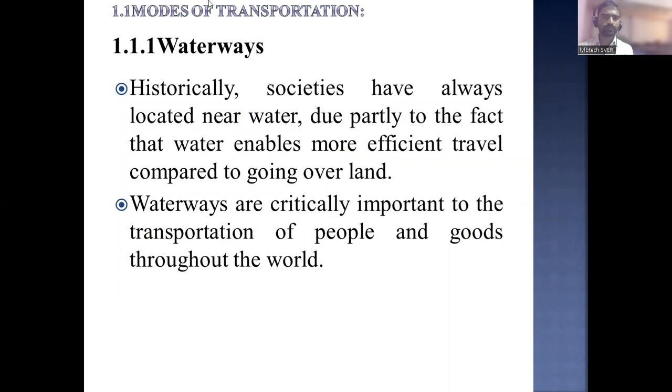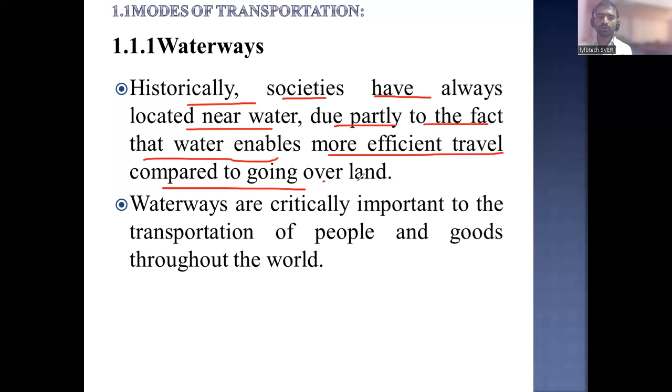Historically, waterway societies have always been located near the water. Okay, you know that in the ancient times, most of the cities or population resided near the waters, that is rivers and lakes. They were located near the water partly due to the fact that water enables more efficient travel compared to going over the land.